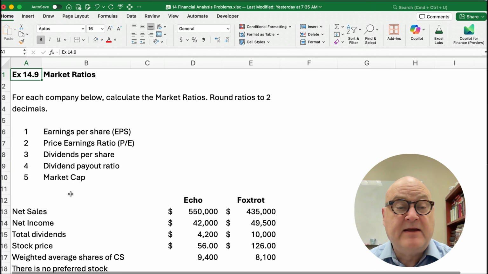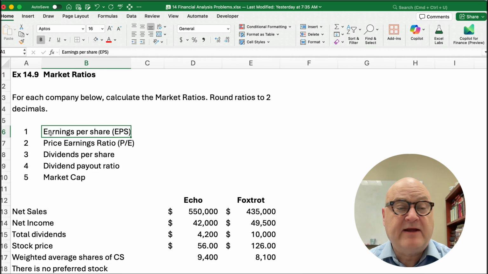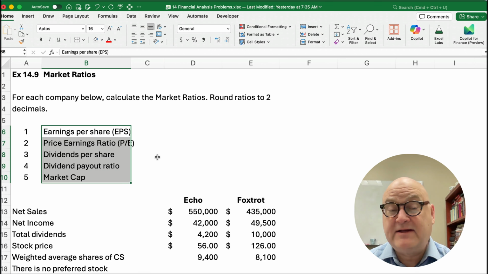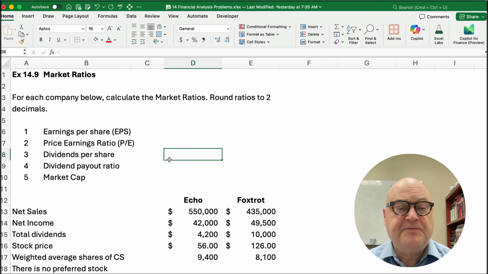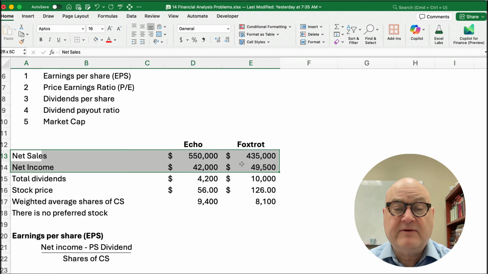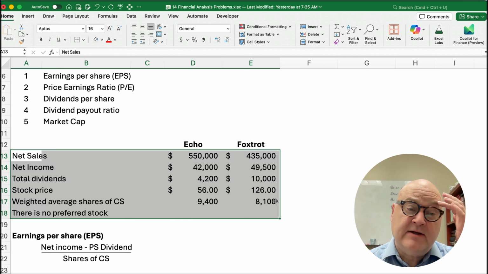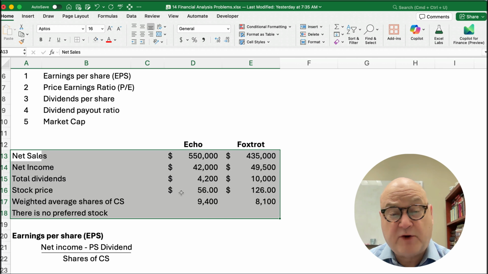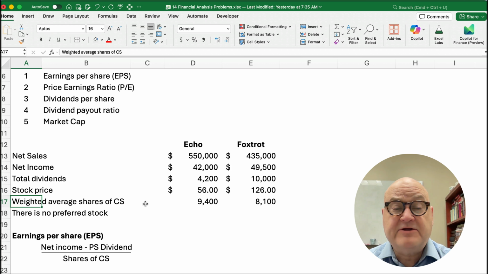Let's get started. We have two companies, and we're going to calculate five different measures. Market cap is not really technically a ratio, but it's an important number. We want earnings per share, the price earnings ratio, dividends per share, the dividend payout ratio, and the market cap. Here's all the information we need: net sales, net income, total dividends, the stock price per share, and the weighted average number of shares of common stock. A little note here, there's no preferred stock.